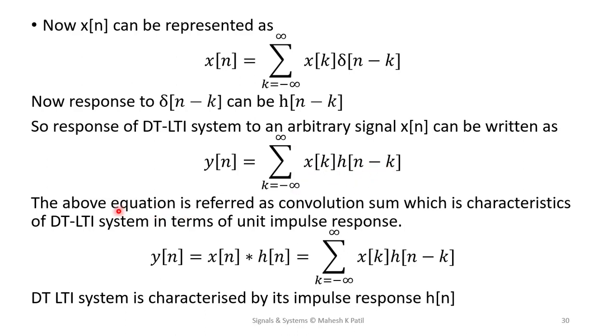This equation is referred to as the convolution sum, which characterizes the DT LTI system in terms of the unit impulse response. So y of n can be written as x of n convolved with h of n, that is equal to summation k varies from minus infinity to plus infinity x of k into h of n minus k. So this is the DT LTI system, which is characterized by its impulse response h of n.